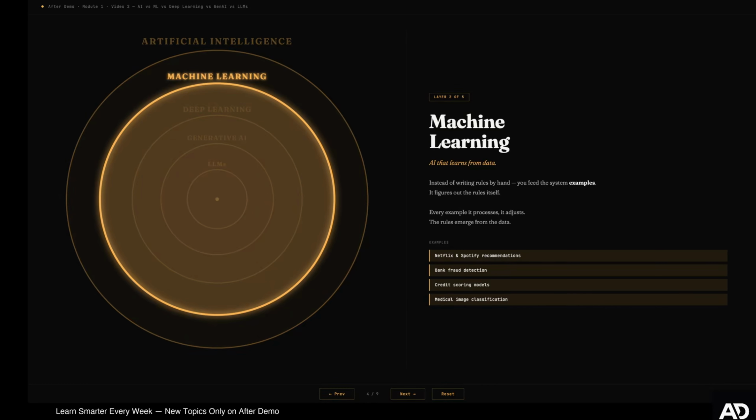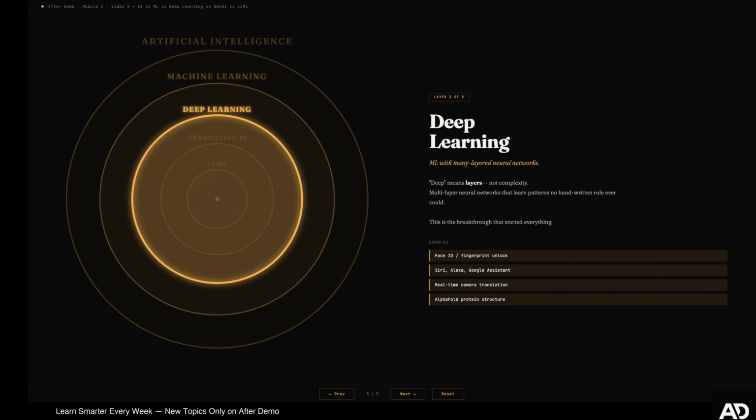Now, machine learning is still quite broad. Dozens of techniques live inside it. Decision trees, SVMs, gradient boosting, random forest. Deep learning is one specific family of those techniques, and it is the one that changed everything. Deep learning is machine learning that uses neural networks, specifically networks with many layers. That's where deep comes from, not complexity, layers.